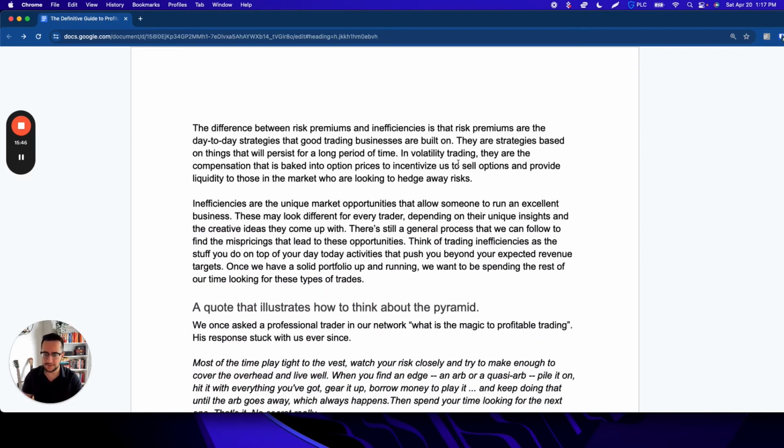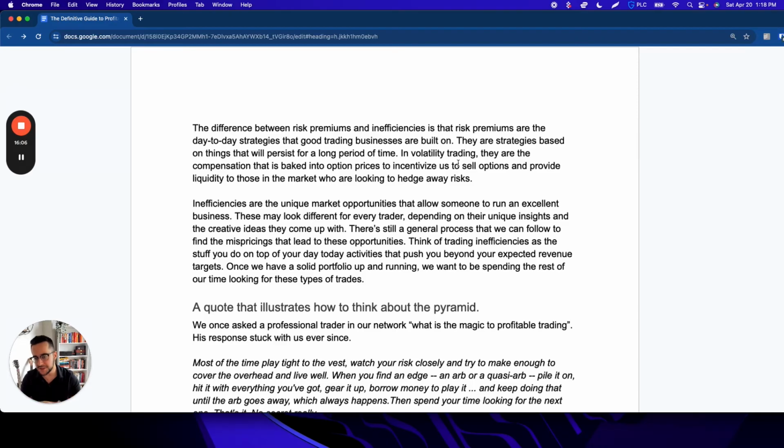Right, risk premiums, we're actually going to get into it right now. Risk premium, thing that a good business is built on, persists for a long time. And in volatility trading, this is the compensation baked into option prices that incentivize us for selling, right? Selling puts on SPY, selling straddles on SPY, selling vol around earnings. There's lots of different stuff.